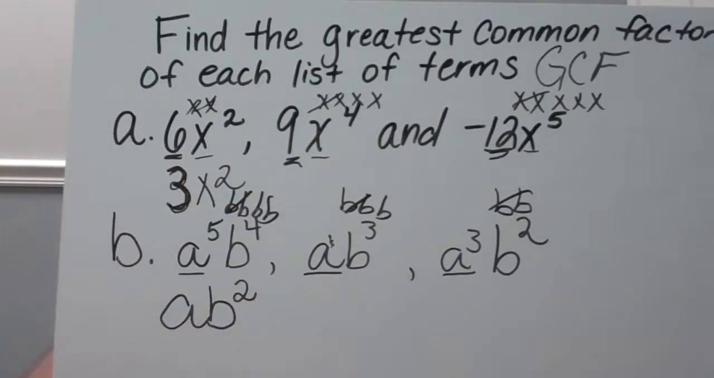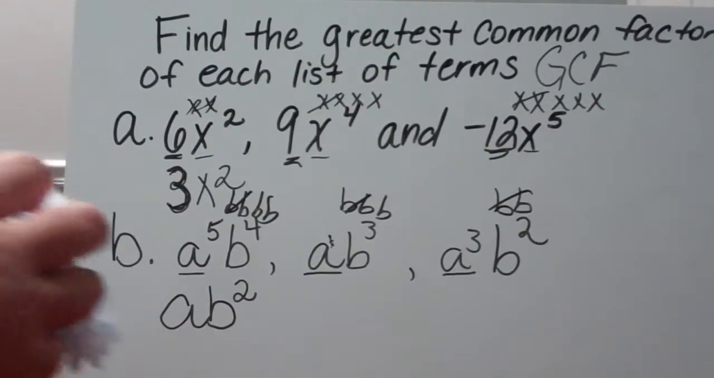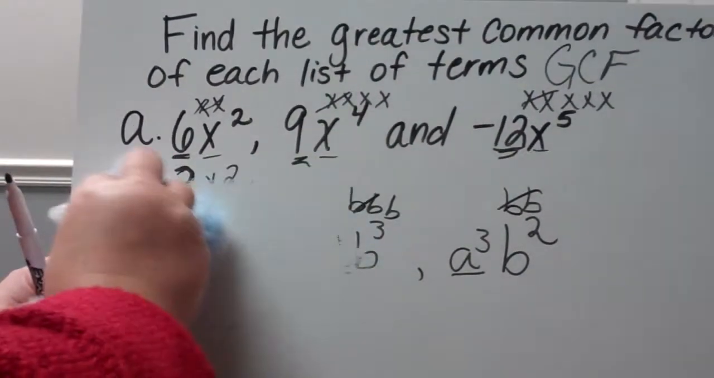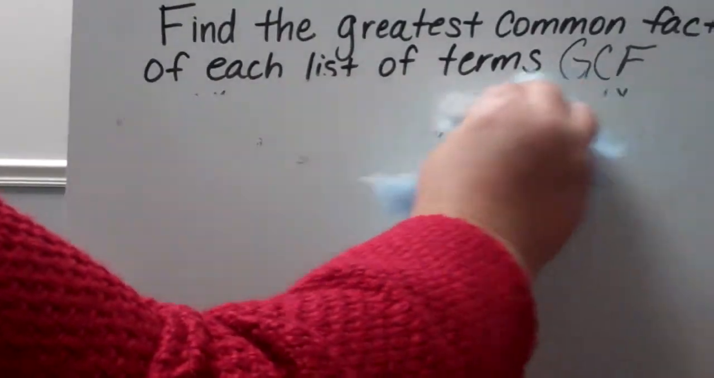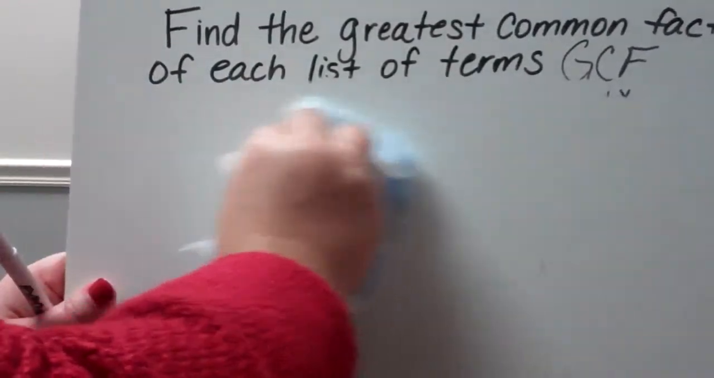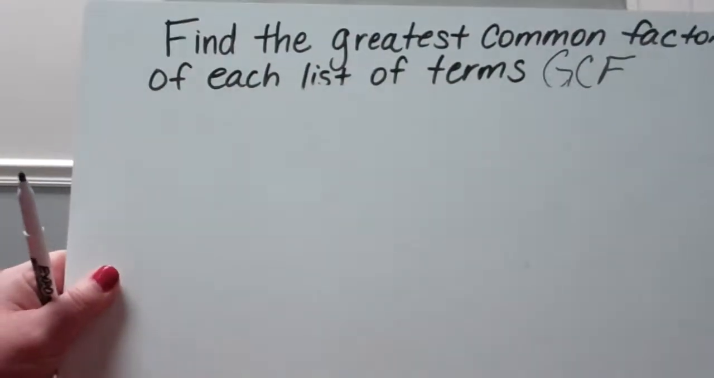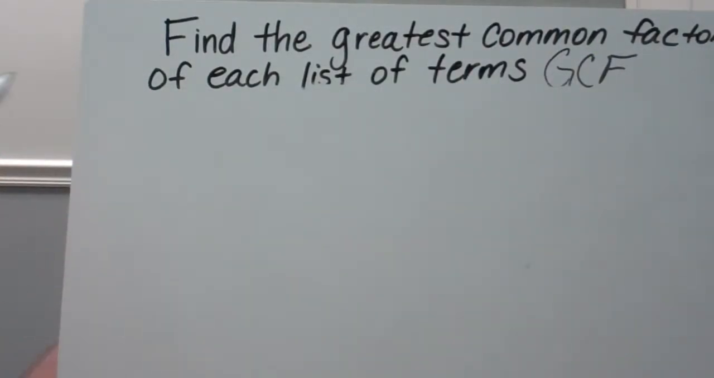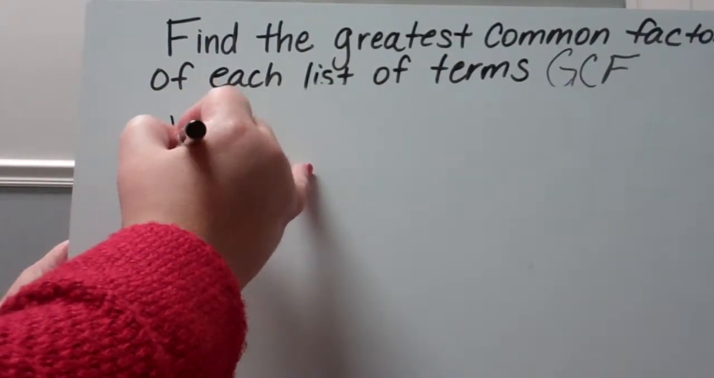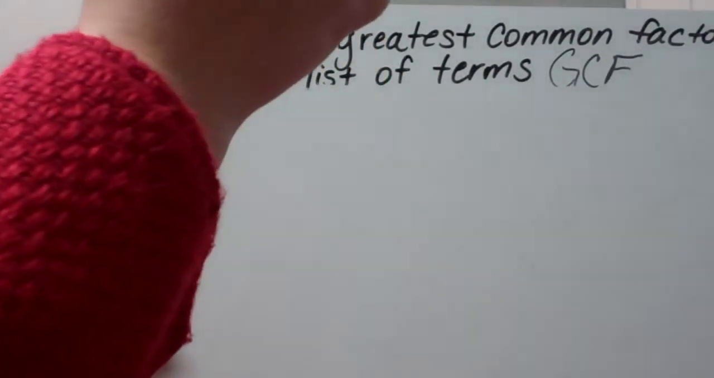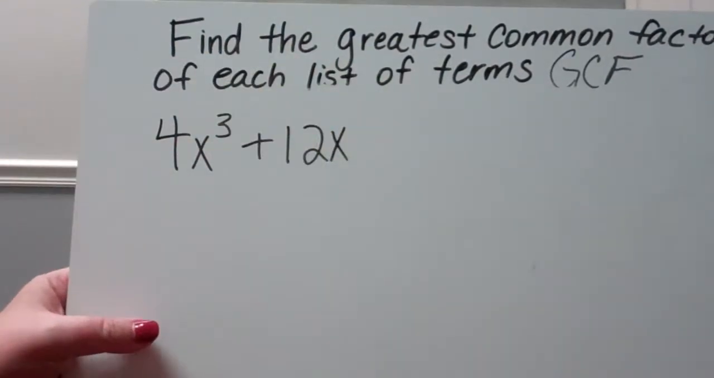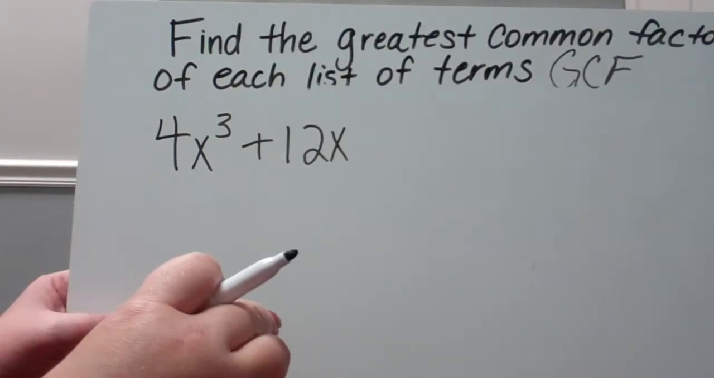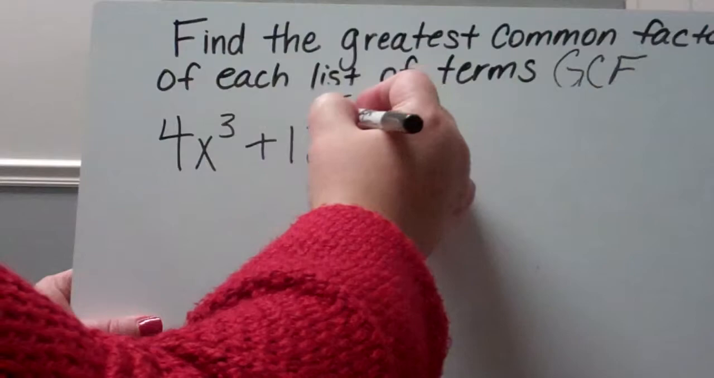Okay, so let's look at it when they give us a binomial or a trinomial. Let's look at finding GCF and then dividing out that GCF or factoring out that GCF. So let's look at this one. 4x to the third plus 12x. And our directions would just say something like factor.